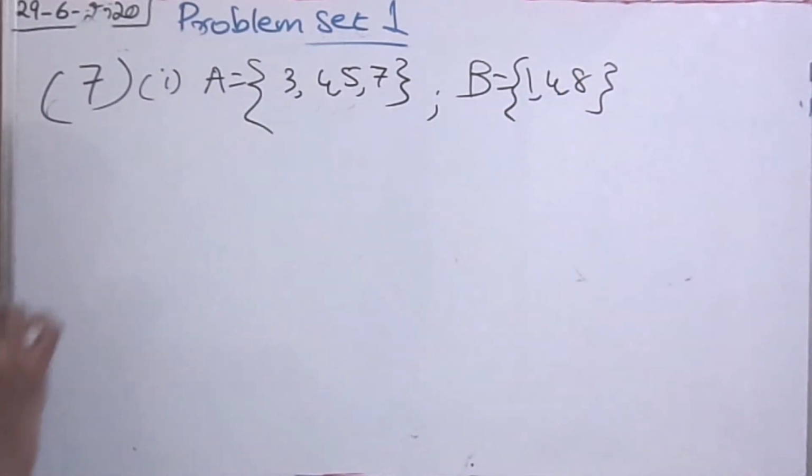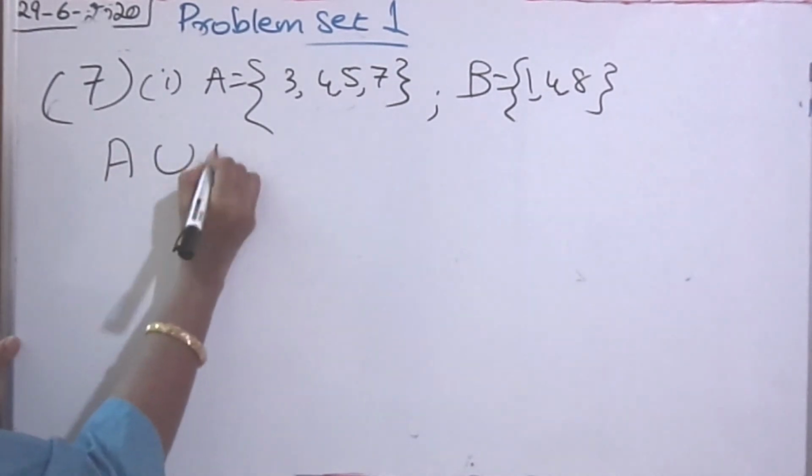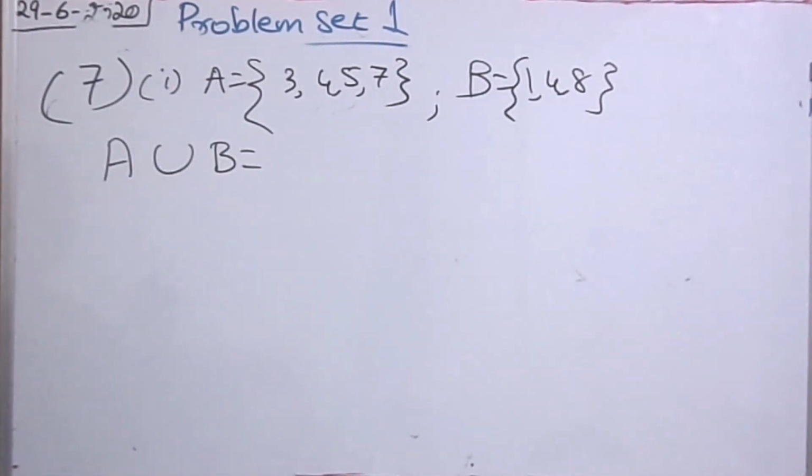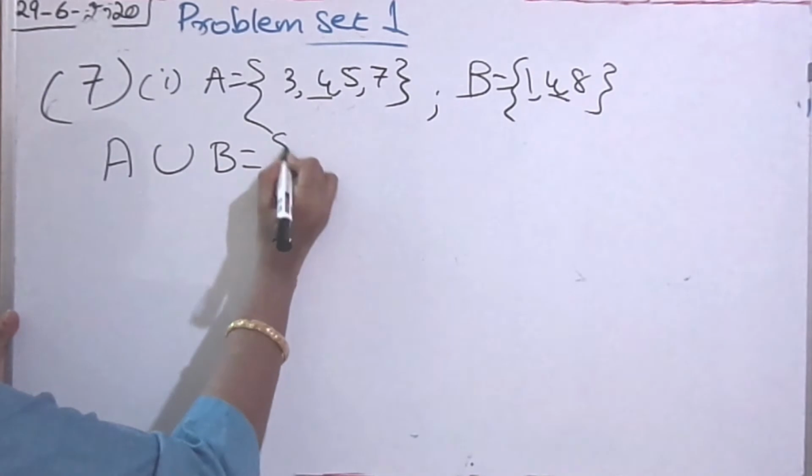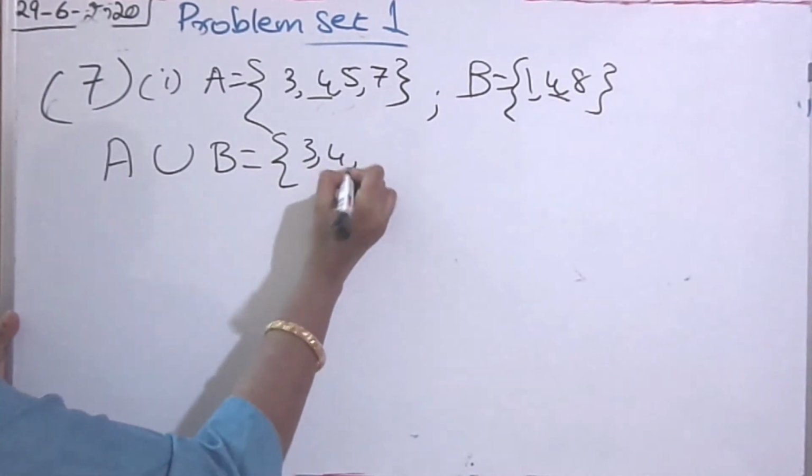You have to find the union A union B and then represent it by Venn diagram. What is common in this A and B? 4. Nothing else. So you join it: 3, 4, 5, 7.